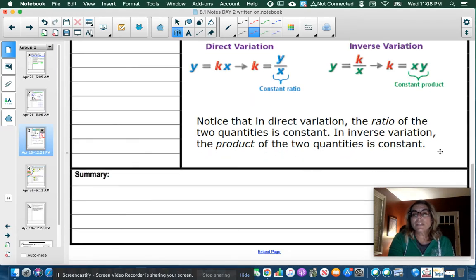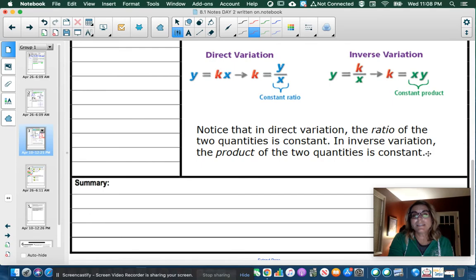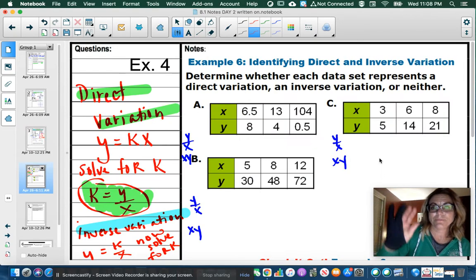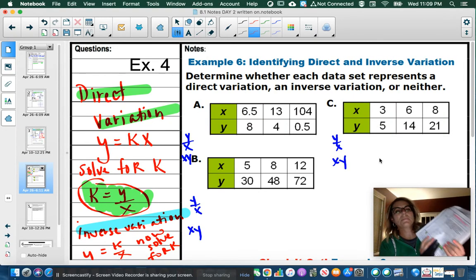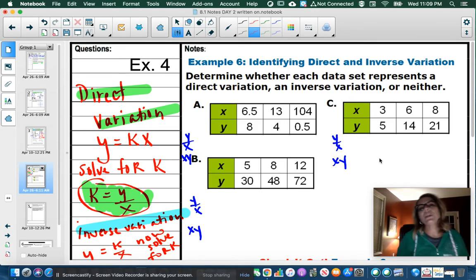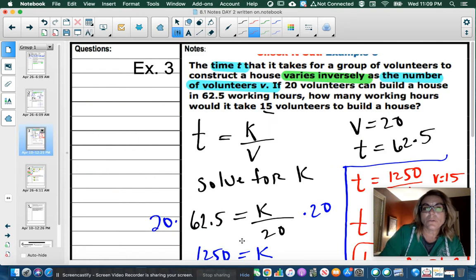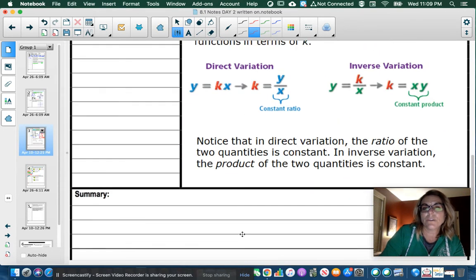Notice that in direct variation, the ratio of the two quantities is constant. In inverse variation, the product of the two quantities is constant. Here we go. I wrote some stuff ahead of time. So I'm giving you 3 different tables of x and y values. And what I did over here on the left is exactly what we talked about right here.